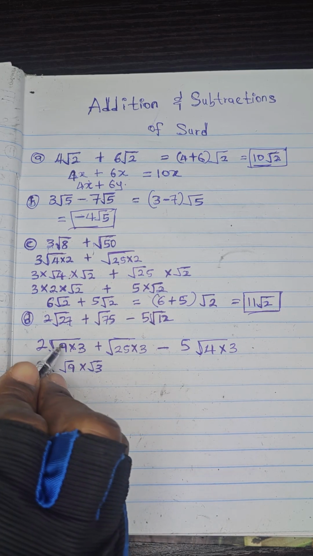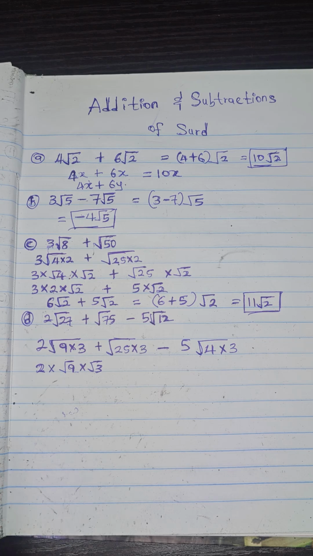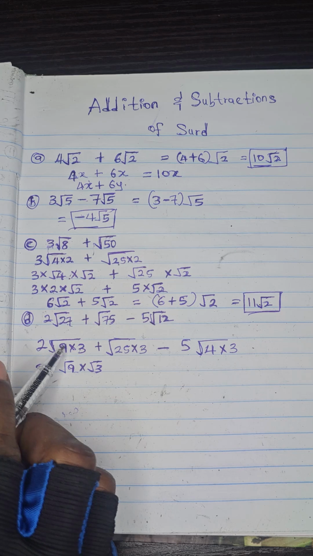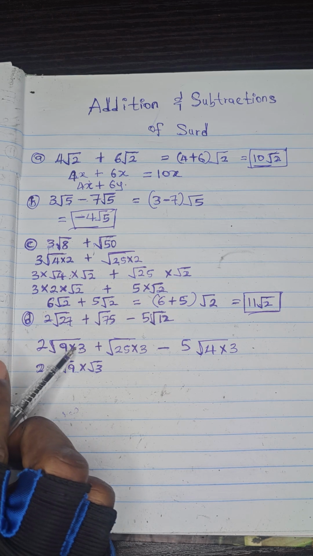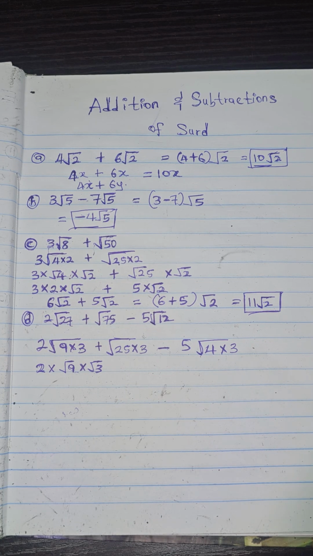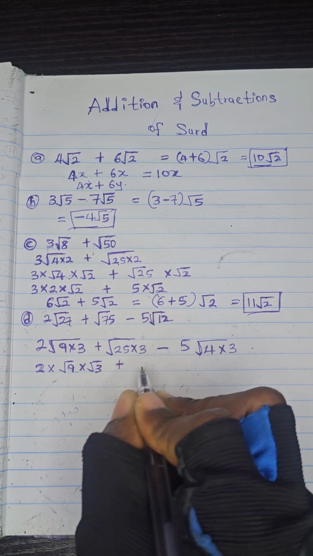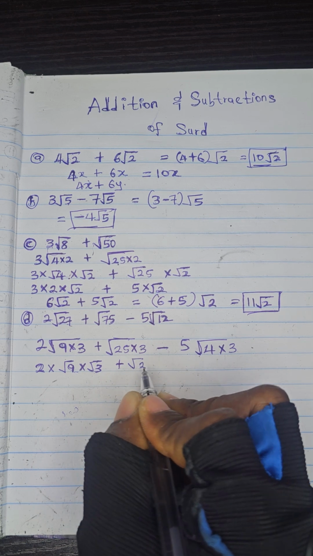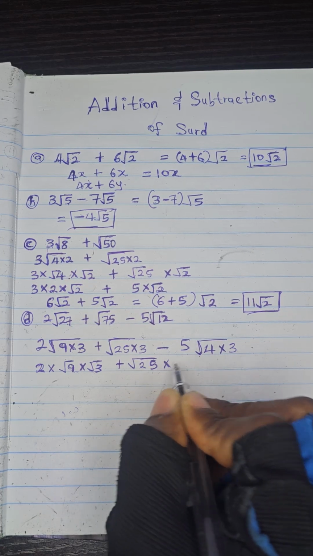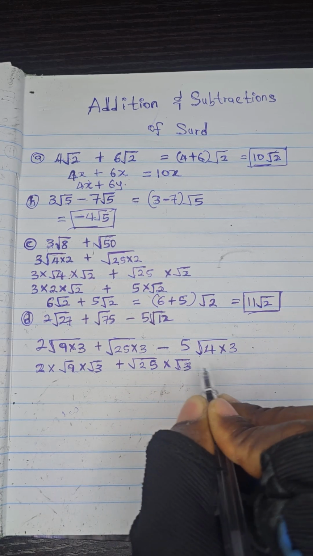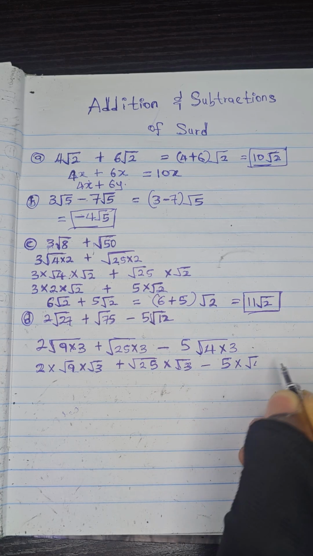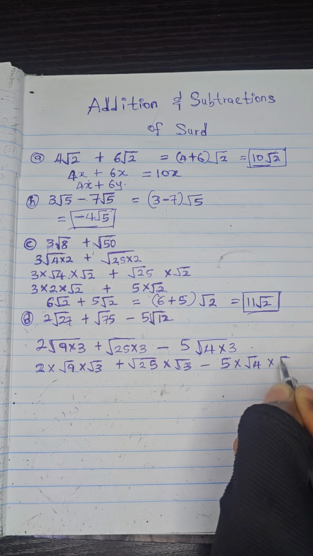I know you guys know how I translated this to this. I've said it so many times in this class that this is equal to that. Whether you separate each of the digits that are multiplying each other in this form or you leave it in this form, it's still the same. We've proved it already in this class. So let's continue. Plus square root of 25 multiplied by square root of 3 minus 5 multiplied by square root of 4 multiplied by square root of 3.